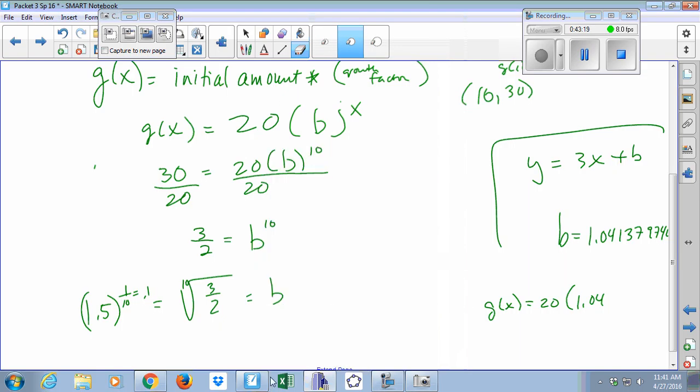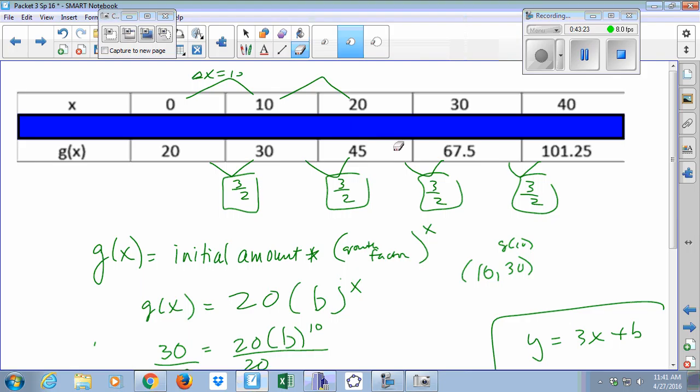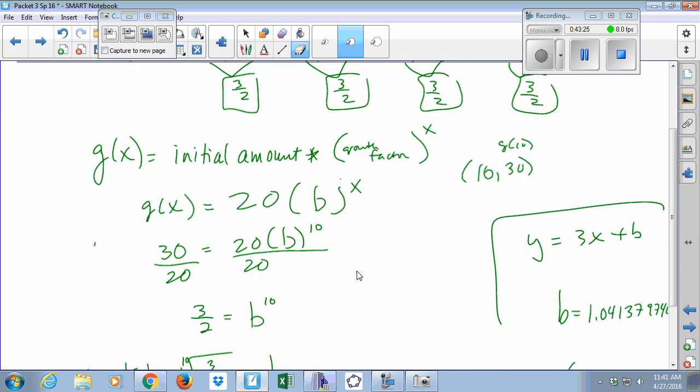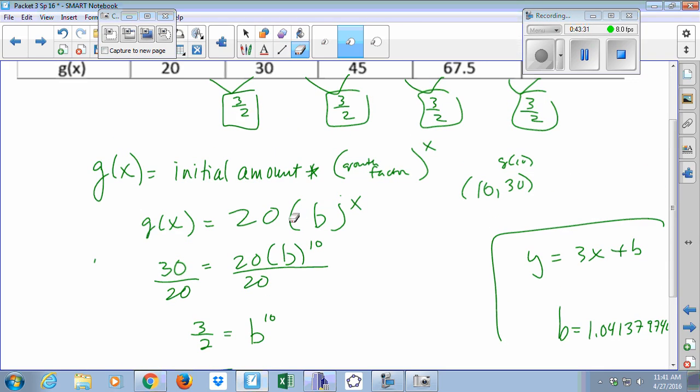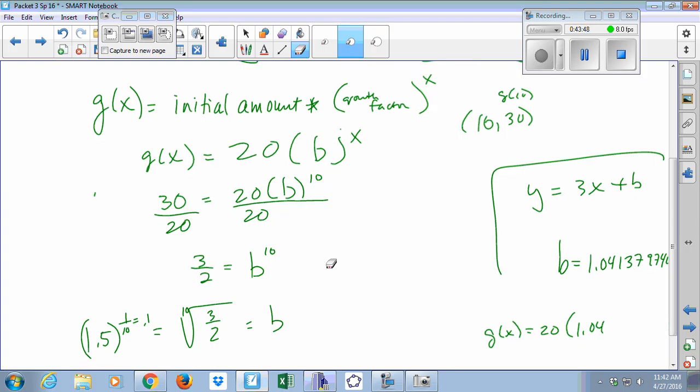So that's how you get the base when you have a data table for your exponential function. It's no different than what you've been doing forever. You find the initial value, that's your key, and then to find b, you plug in one point from this equation that fits one solution. So you put a 10 here and a 30 there, and you solve your equation, and you get b.